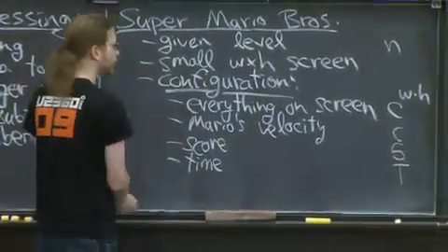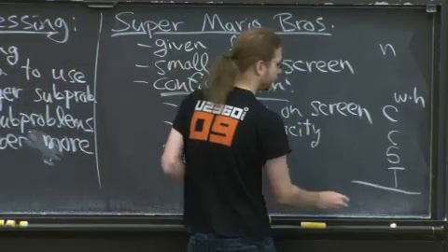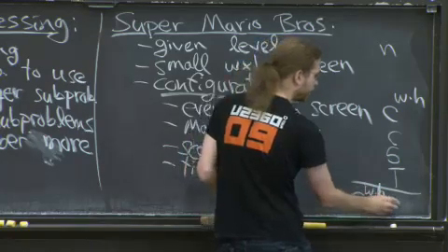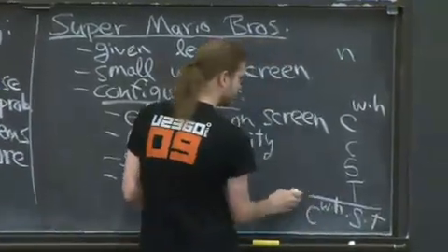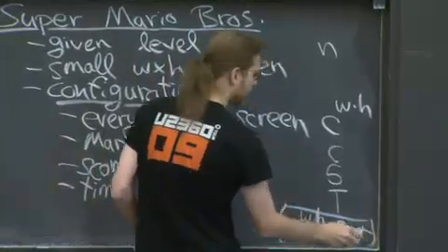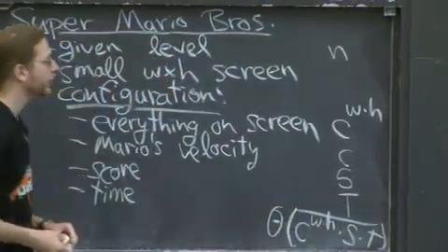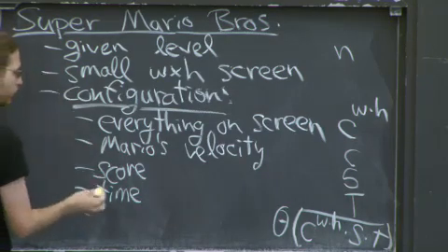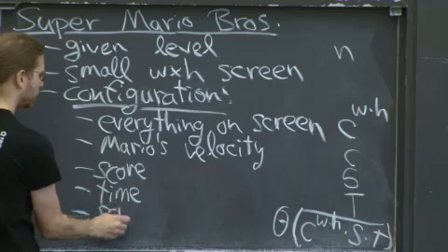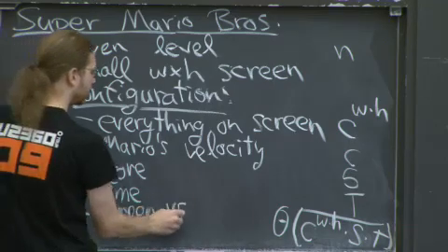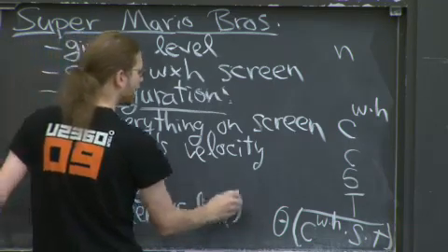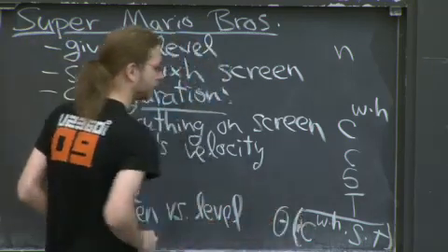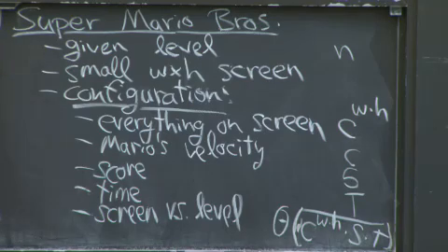The number of configurations in total here is a product of these things. It's exponential in W and H. And then we multiply by S and T. So that's the number of configurations. And that's also going to be our subproblem. I guess we should also write down where the screen is relative to the level. Okay, how far to the right have you gone? That's another W. That's not a big deal.